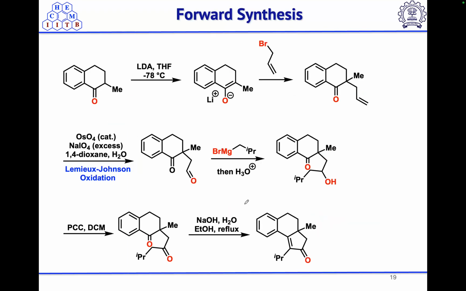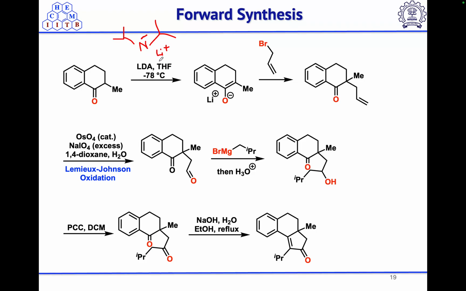Now, what is the forward synthesis? The forward synthesis is very interesting. First we have to take this carbonyl compound and treat it with LDA. If you want to see the structure, LDA is basically lithium diisopropylamide, N minus and Li plus. This is a strong base, and it is also a bulky base.